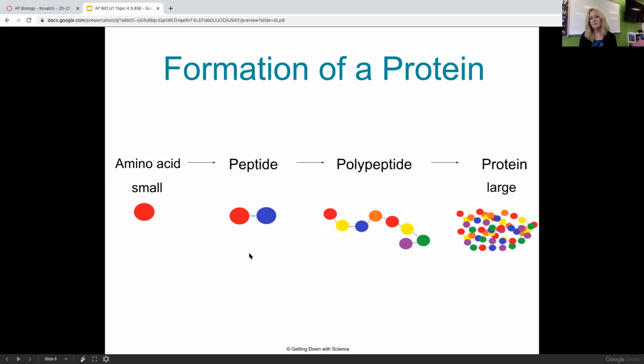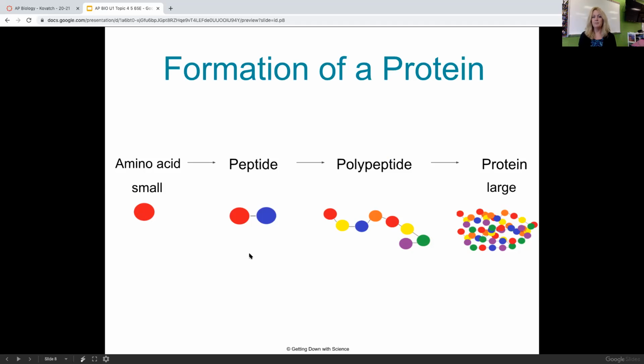When you have a couple of amino acid molecules hooked together, we say that they are hooked through a peptide bond. Now, you know from our discussion yesterday, that's done through a dehydration reaction, removing water between two amino acid molecules.